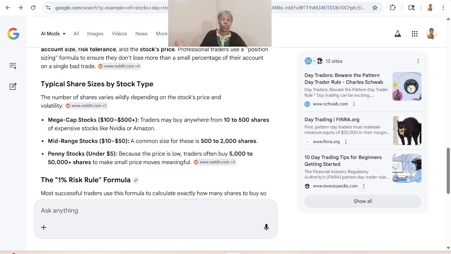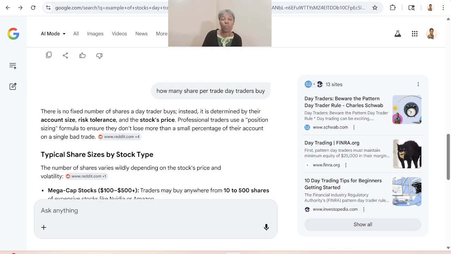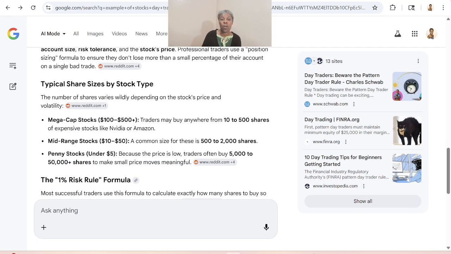So if you day trade, do you think as a day trader you will trade those type of stocks? So if we come back, and then I just put in other information, how many shares, because I'm curious how many shares of Nvidia people will be buying when they are day trading. So it gave me more detail here again.